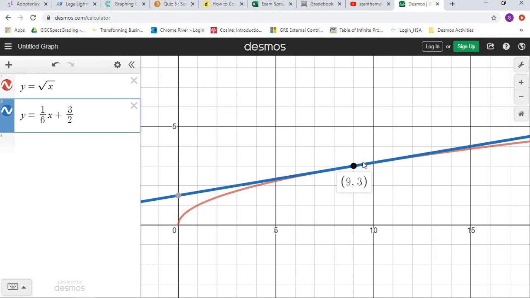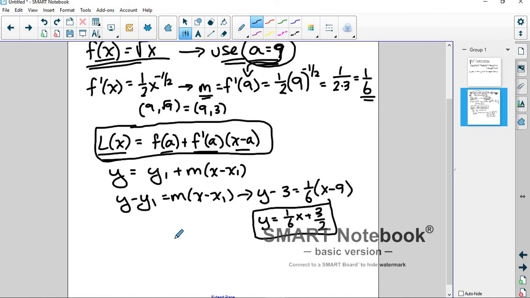Okay, so then we're going to use the value for y equals 1/6 x plus 3/2 to approximate the square root of 10. We just plug it in, right? We take y equals 1/6 times 10 plus 3/2. So we'll do a little fraction work here: 10 over 6, and then 3/2 becomes 9 over 6, and so we get 19 over 6.